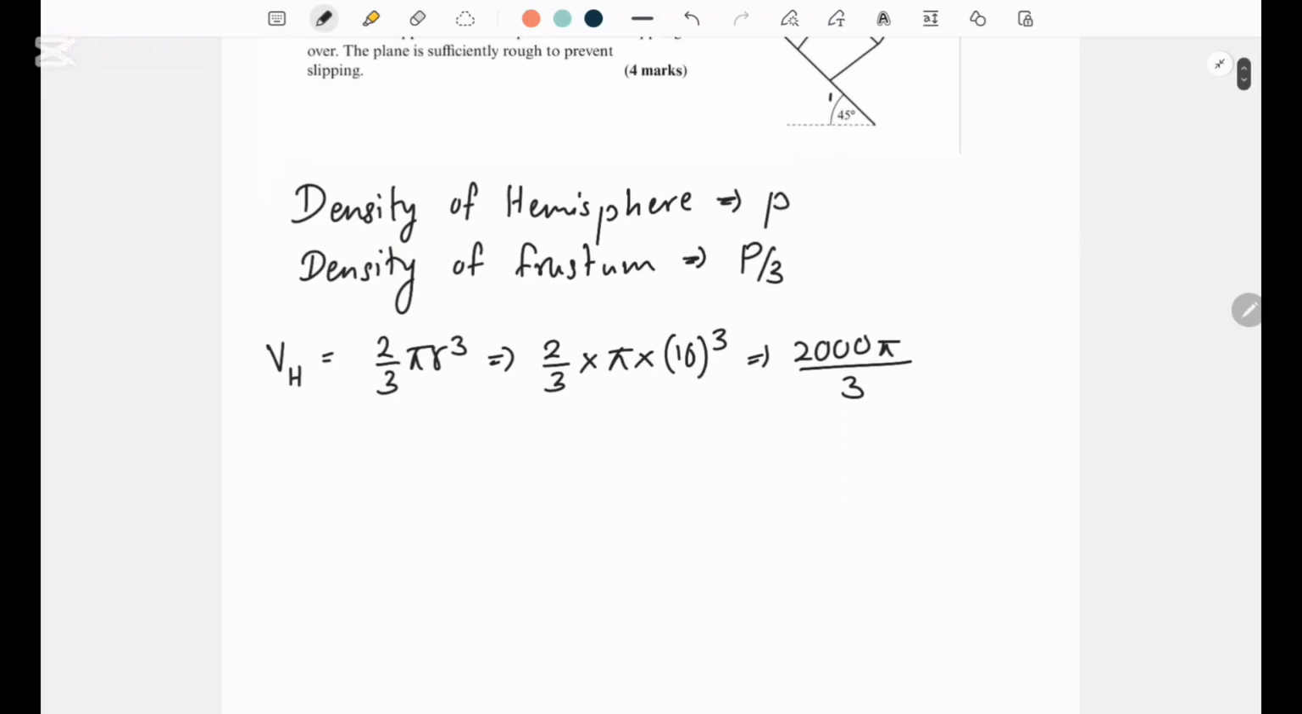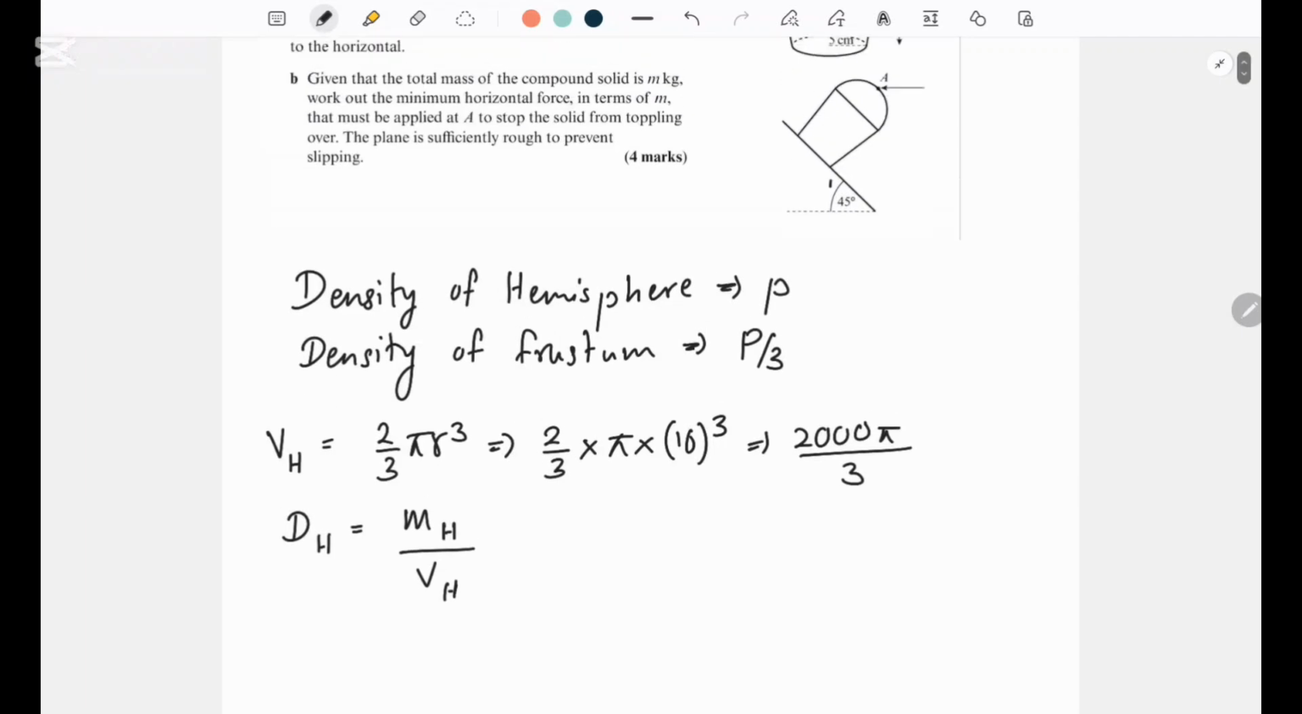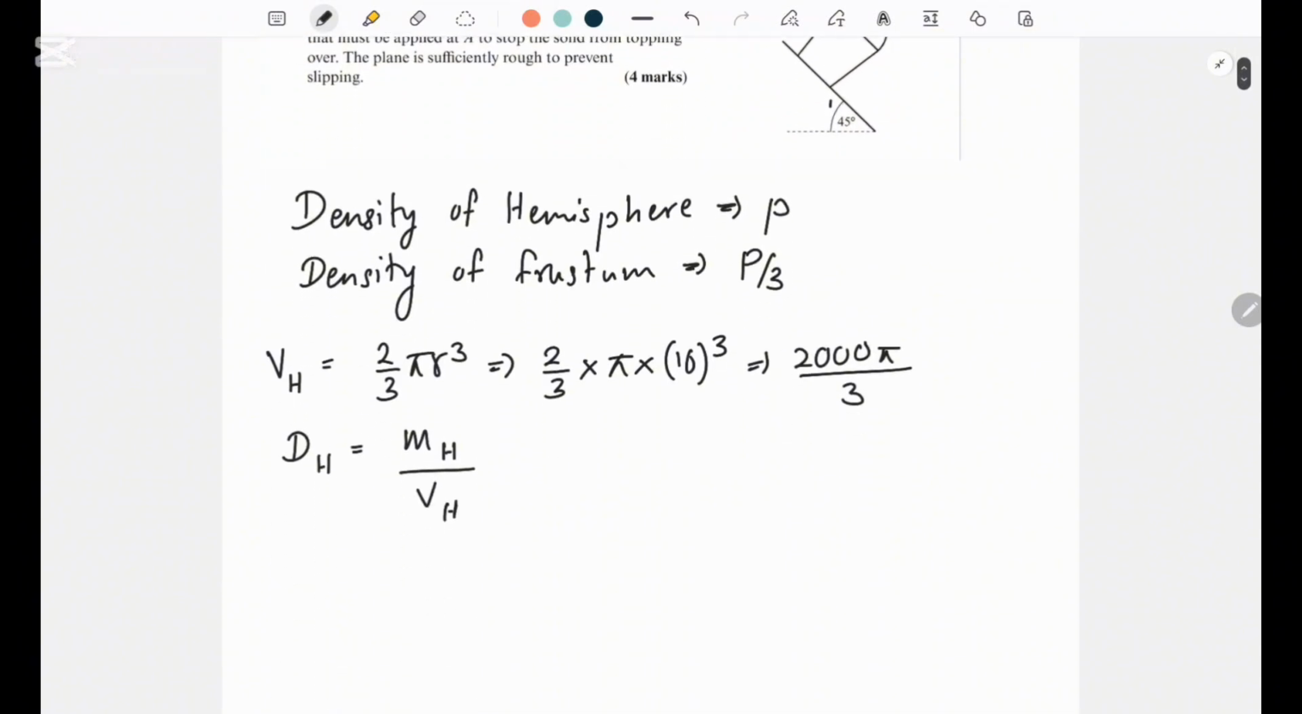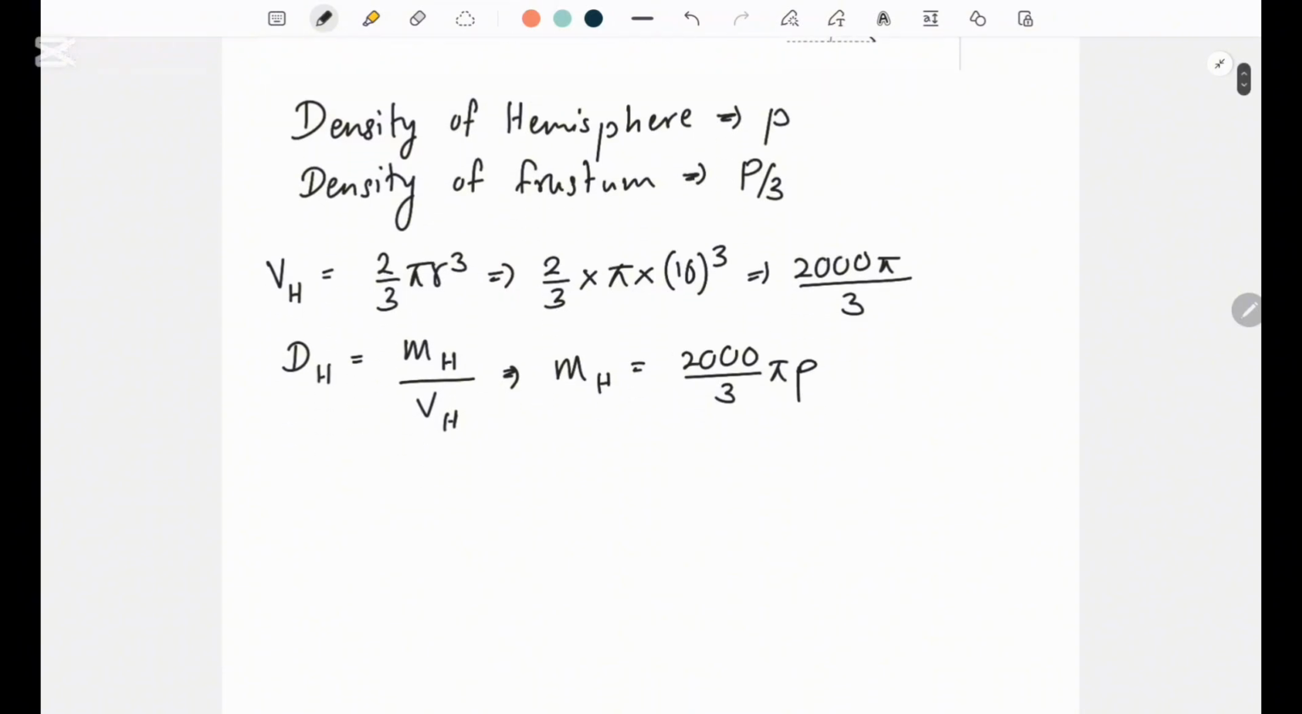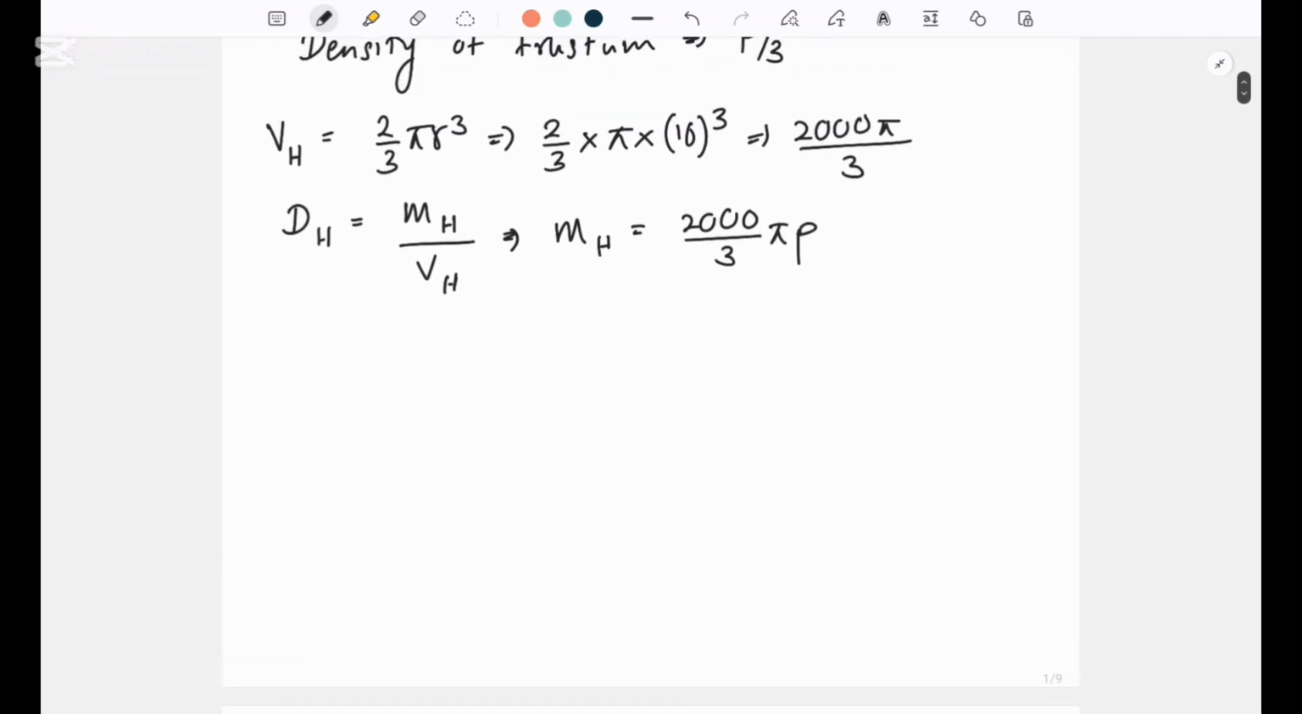But since they've given us the density, we'll have to consider the mass. So the density of the hemisphere, I'll write it as dH equals mH over VH. So density equals mass over volume. I wrote H just to resemble the hemisphere, right? So we get mH equals 2000 pi over 3 into P. That's your hemisphere. Now let's focus on the cone.